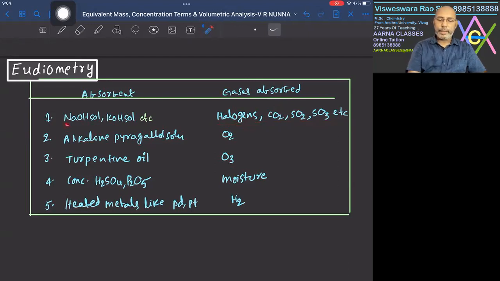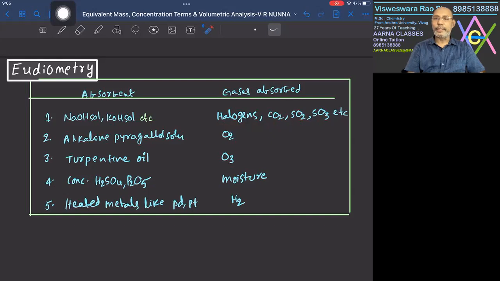So how does sodium hydroxide absorb carbon dioxide gas? Carbon dioxide is acidic, no? Sodium hydroxide is a base, no? That is a simple acid-base neutralization reaction. You will get sodium carbonate. Sodium hydroxide absorbs halogens. You will get these reactions in redox titrations and also in the 12th class group 17. And SO2, SO3, these are also similar to carbon dioxide.